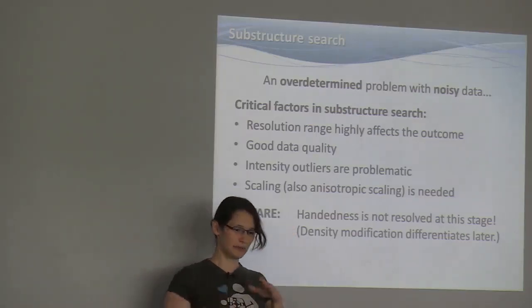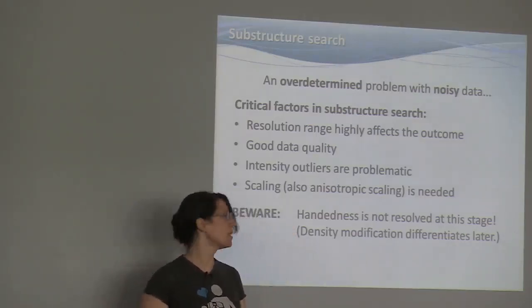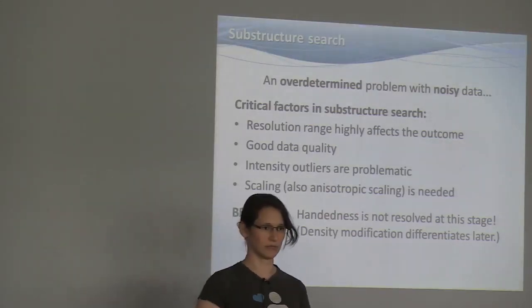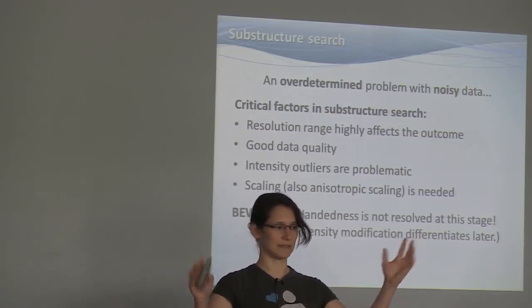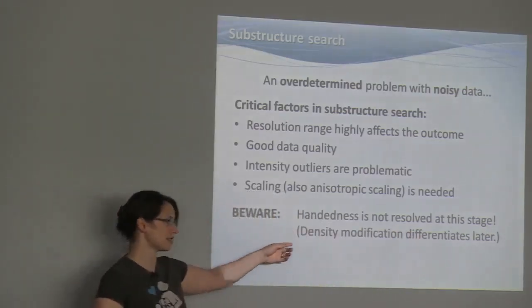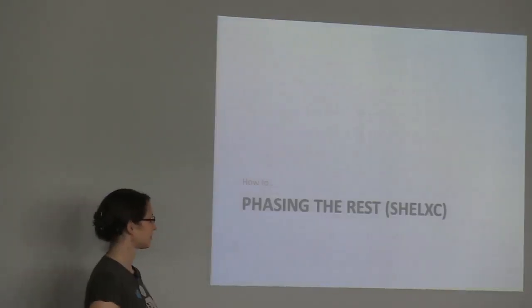However, even if we have found the substructure, we have not resolved the handedness of the substructure. I hope you're all familiar with the term handedness. We don't know which enantiomer we have, basically. But we have density modification, which will do that for us later.